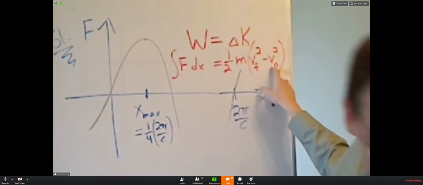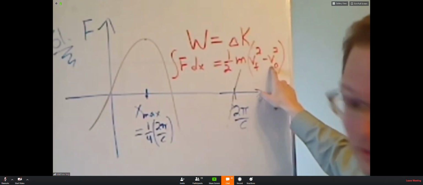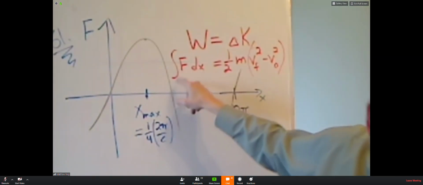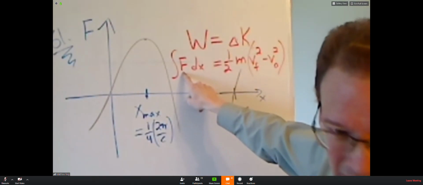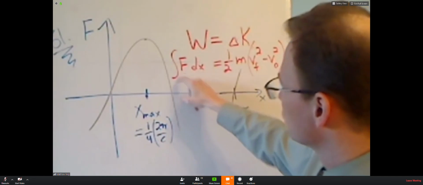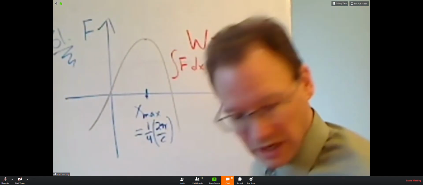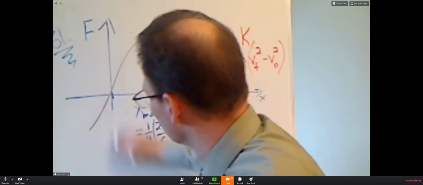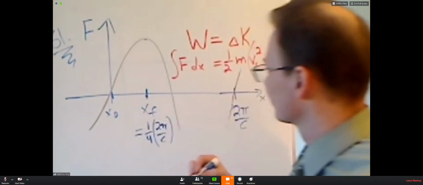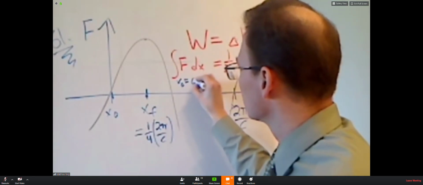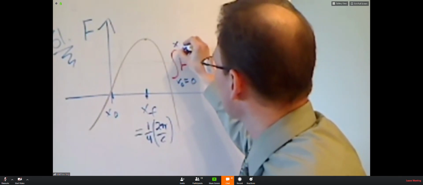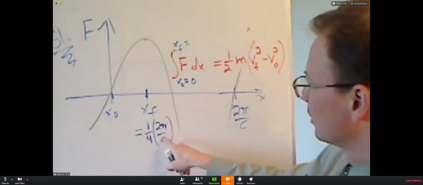So they said V naught should be in the answer. There's V naught. They said M should be in the answer. I've got some M's. And then they said all the stuff applying to force should be in the answer, like F naught and C. And what should I integrate from? I should integrate from the starting position. This is like X naught, and this is like the final X. So integrate from x0 equals 0, and keep integrating until you get to x final, which in this case is pi over 2c.